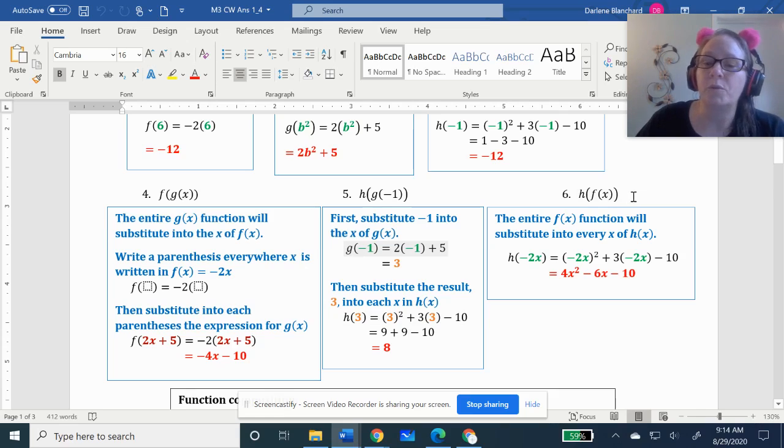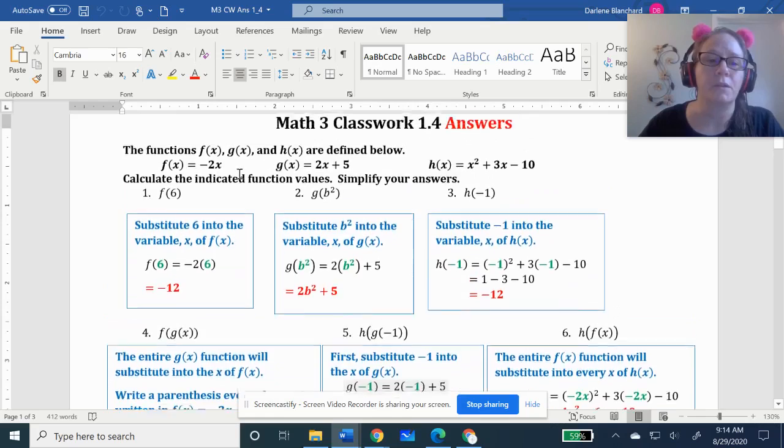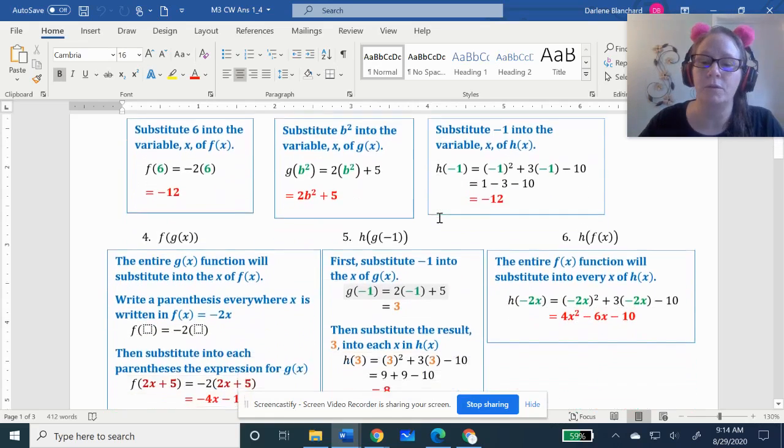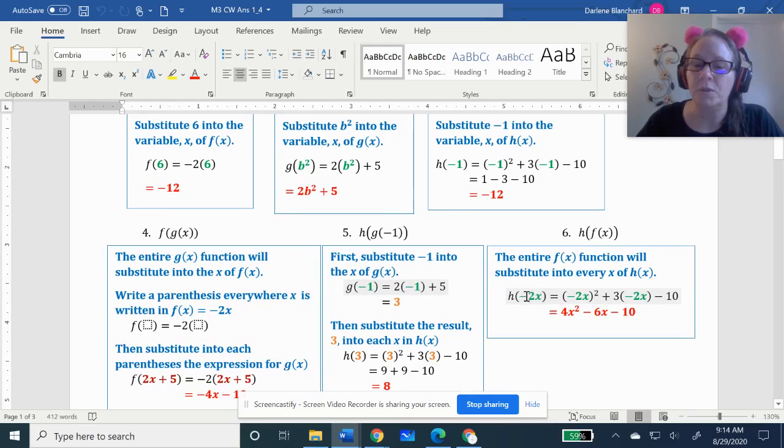Then number 6 goes back to the function composition with a variable in the middle. So in those situations, I start with the outer function, and I replace the inner function f of x with what f of x is. F of x is negative 2x. So I'm substituting in and replacing f of x with it.